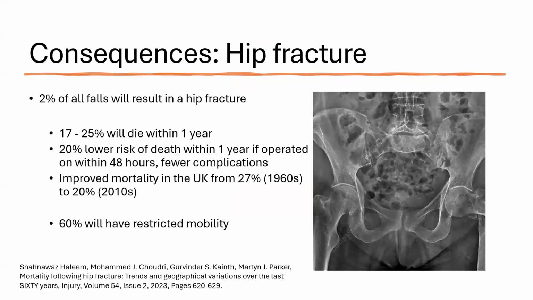So falls resulting in hip fractures, although only 2% of falls will result in a hip fracture, they do have serious consequences. So 17 to 25% of older adults who have sustained a hip fracture will be dead within 1 year. And there's a 20% lower risk of death within 1 year if they are operated on within the first 48 hours. 60% of these patients will have restricted mobility. And this relates to the fracture itself, as well as the complications that may arise when one has sustained a hip fracture.